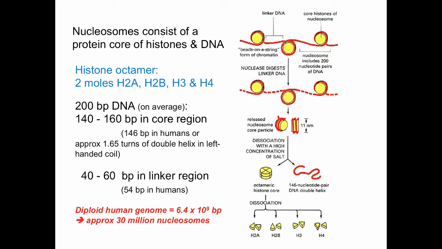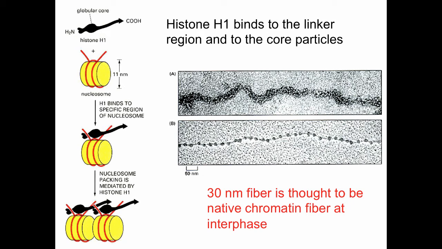You should maybe recall from your studies in biochemistry that the diploid human genome, perhaps 6.4 times 10 to the 9th base pairs of DNA, that's about 30 million nucleosomes. You might remember that histone H1 binds to the linker region and to the core particles. The bottom image here is prepared under non-physiologic conditions. It shows the nucleosomes as such, the so-called beads on a string appearance. So the core region would be like that, or like that, with the linker region in between.